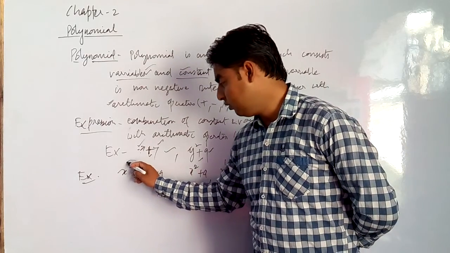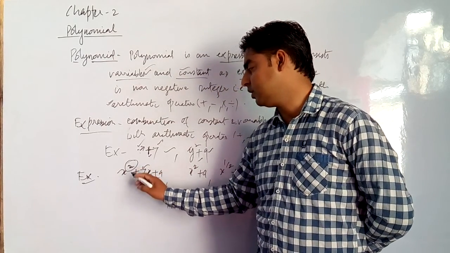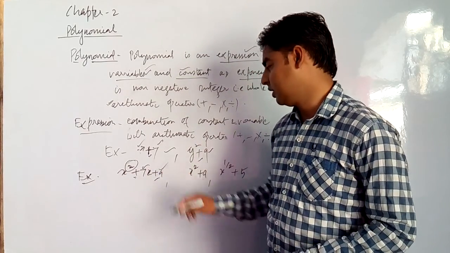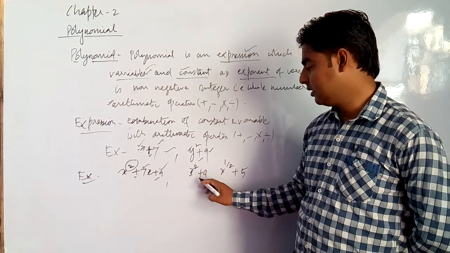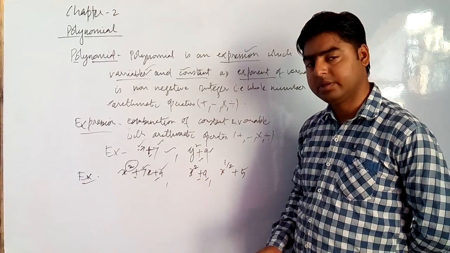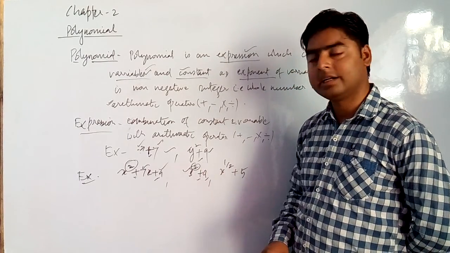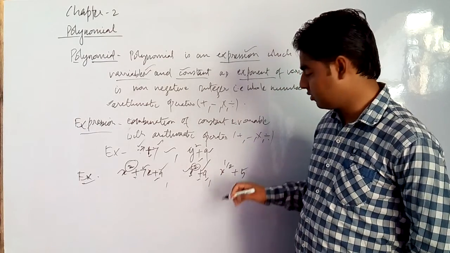But now we have to check the exponent of the variable. Here, the exponent of the variable is 2, and 2 is a non-negative integer, hence it is a polynomial, correct? But now in example number 2, here is a variable, here is a constant, and here is an arithmetic operator. The exponent of the variable is also a non-negative integer, that is, a whole number. It means this is also a polynomial.